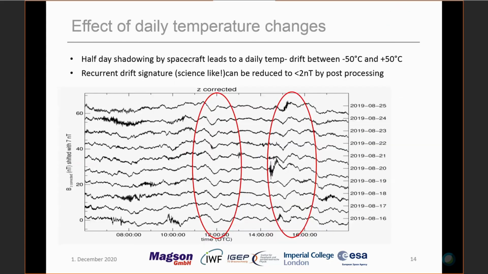So this slide shows the DC offset drift of approximately 5 nanotesla caused by the temperature change between minus and plus 50 degrees. And the correction of this effect is very difficult, because it looks like science, and currently we have an ongoing investigation to reduce this sensor offset oscillation to less than 2 nanotesla.